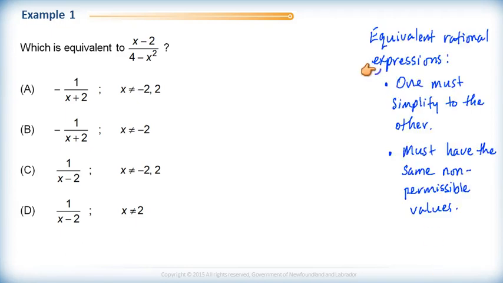Example 1, which is equivalent to x minus 2 over 4 minus x squared. Let's first of all review the conditions for having equivalent rational expressions. For two rational expressions to be equivalent, one must simplify to the other, and they must have the same non-permissible values. So let's work on simplifying. We've got x minus 2 over 4 minus x squared, which is the same as x minus 2 over 2 minus x, 2 plus x.